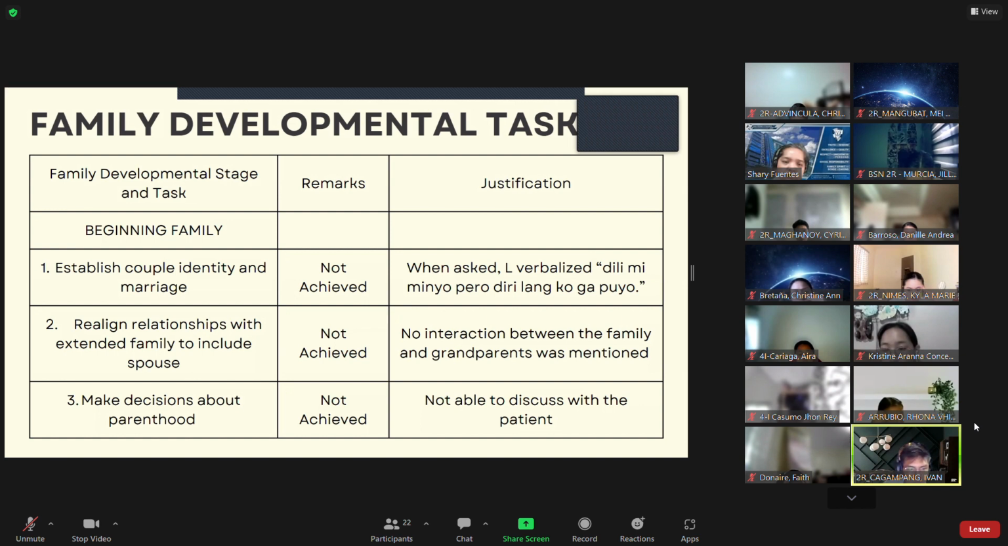They also plan to raise the child together until the child grows up, until adulthood.